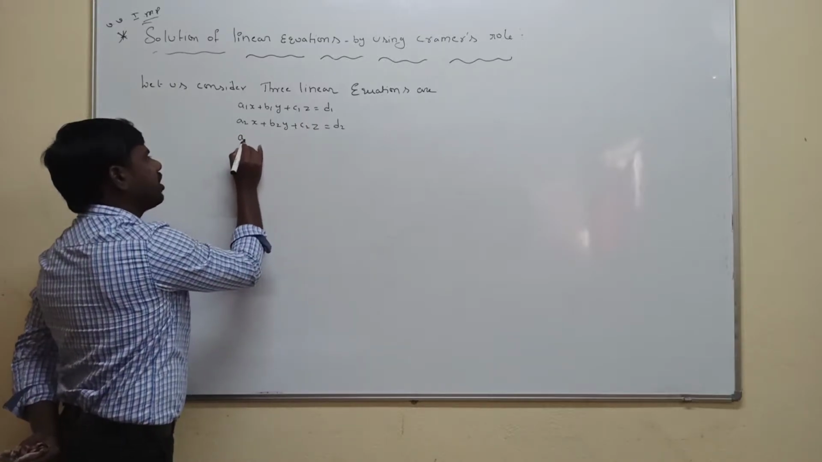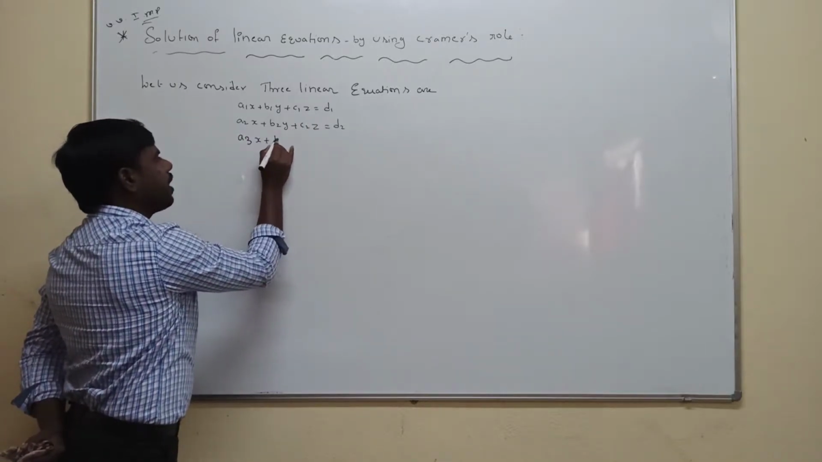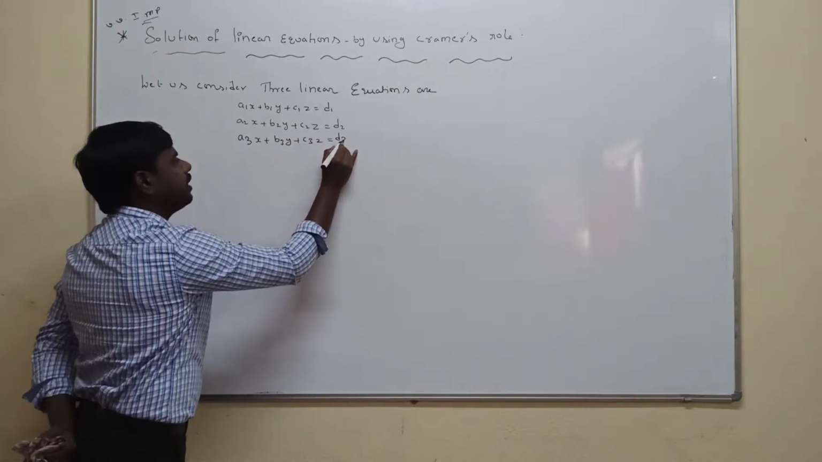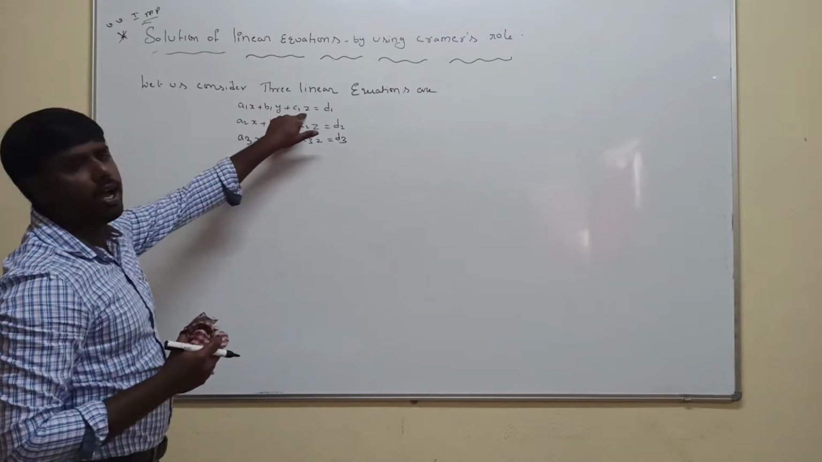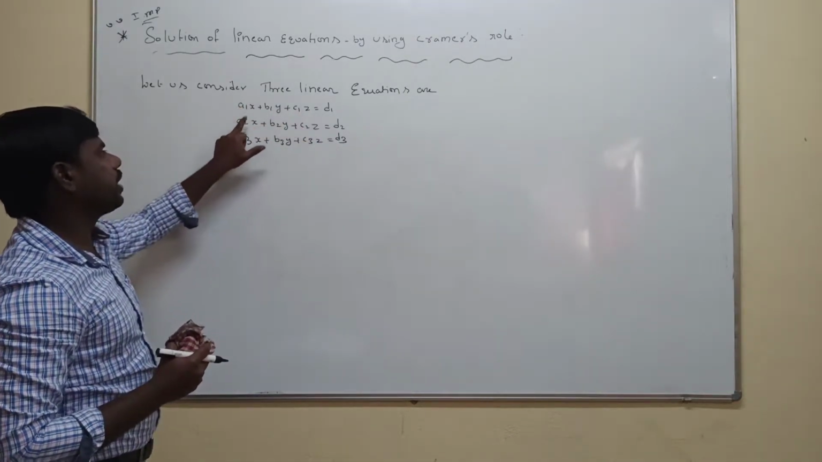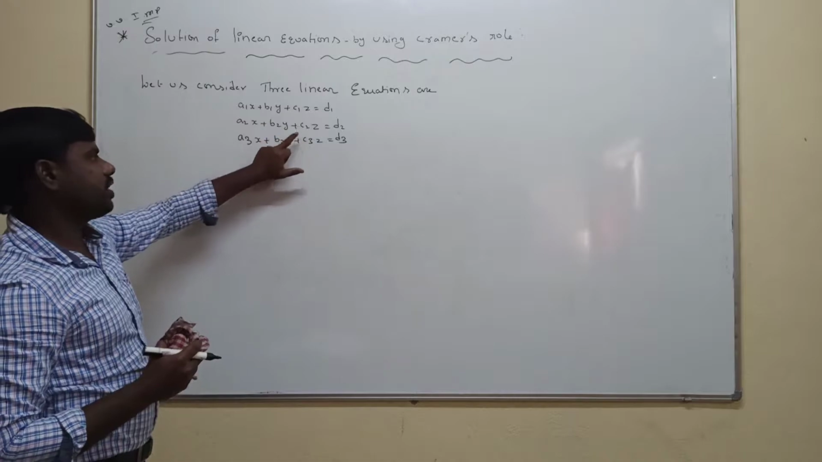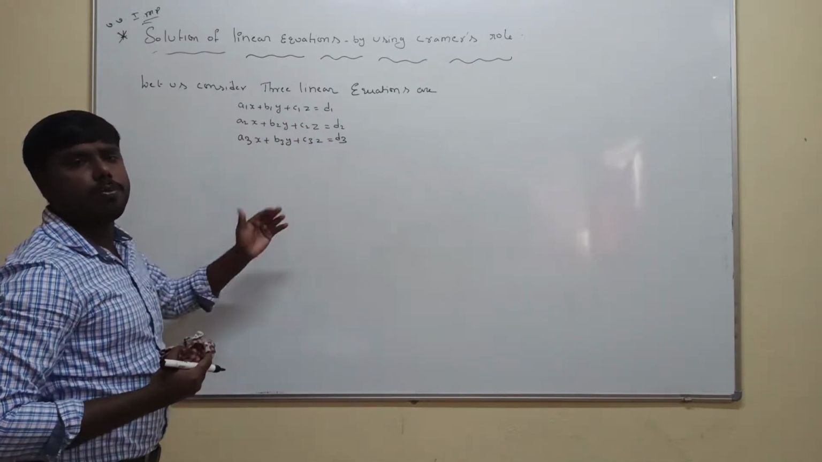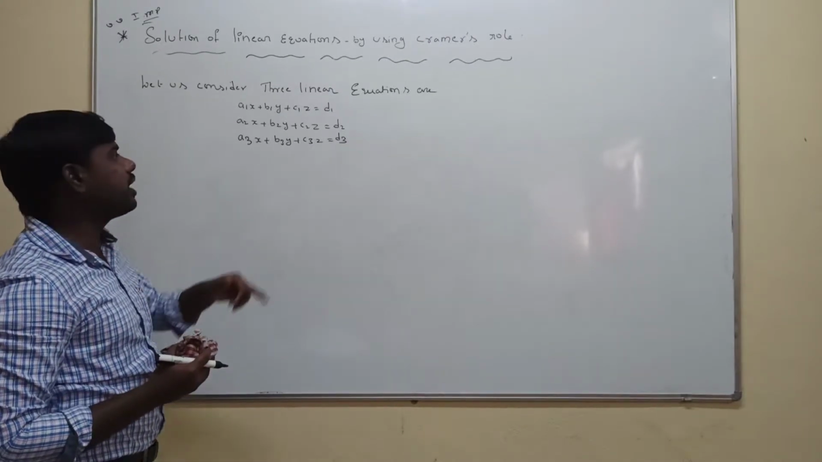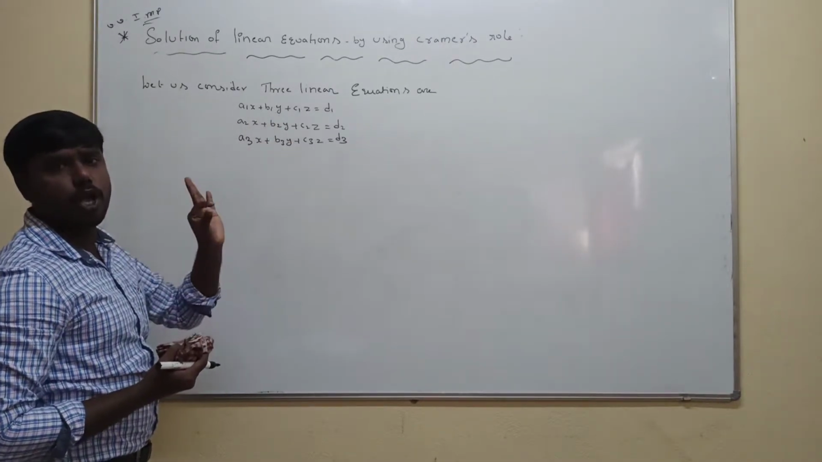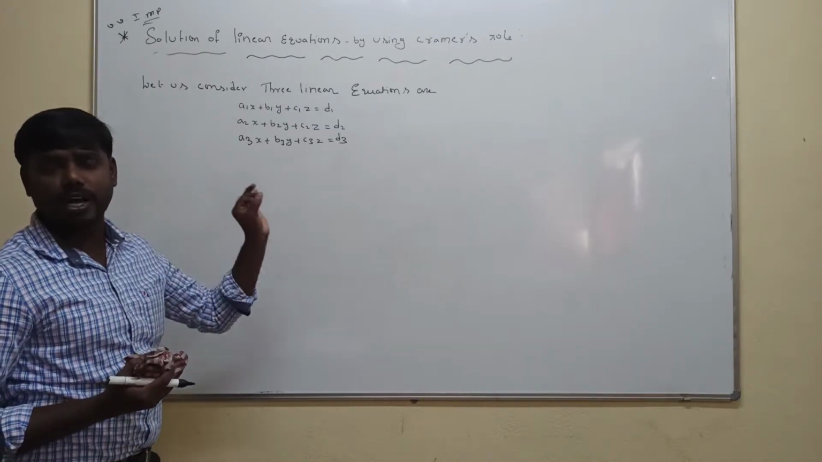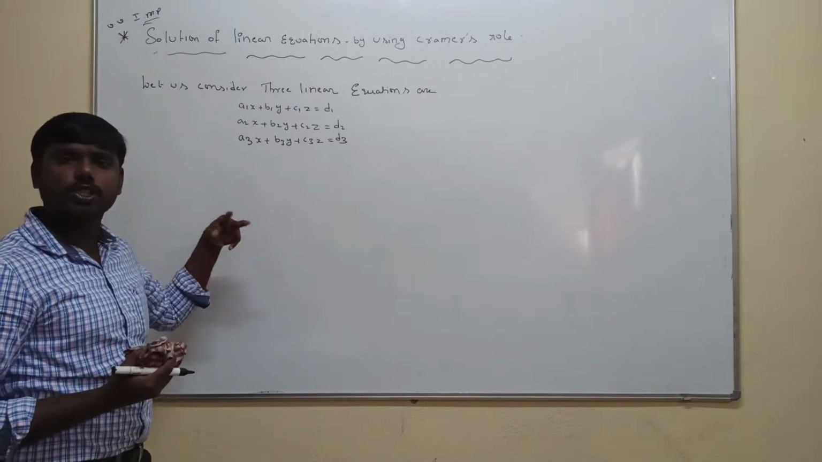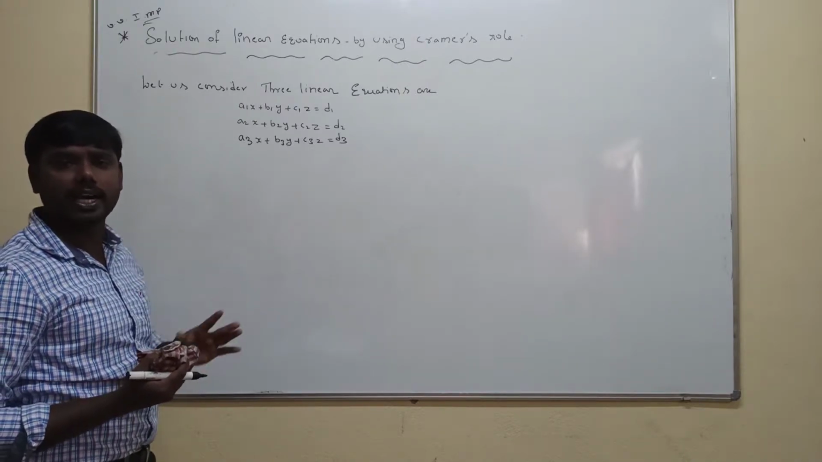One more thing, the third of the three linear equations: a3x plus b3y plus c3z is equal to d3. Here x, y, z are the variables, and a1, a2, a3, b1, b2, b3, c1, c2, c3, d1, d2, d3 are the constant values. Before, there were only two linear equations and only two variables x, y, so we calculated x, y values.